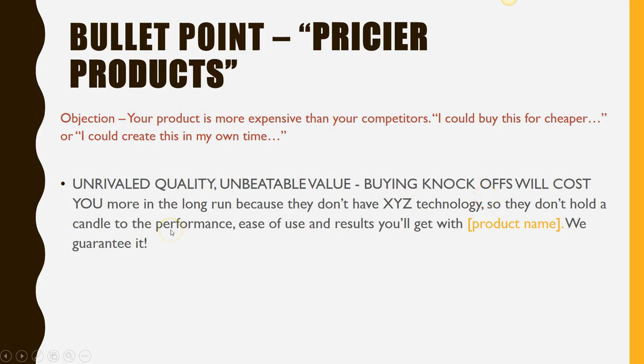So they don't hold a candle to the performance, ease of use, and results you get with product name. And then you say, we guarantee it, right? So you're saying they don't have what we have, right? So they're going to cost you more. They don't hold a candle to what we have. And here's the outcome you're going to get, right? Here are the benefits: performance, ease of use, and results that you get with product name. This is a good second, third, or fourth bullet point. This is not a first bullet point. Generally, unless your people are super value driven, I tend to put this in as bullet point 4.